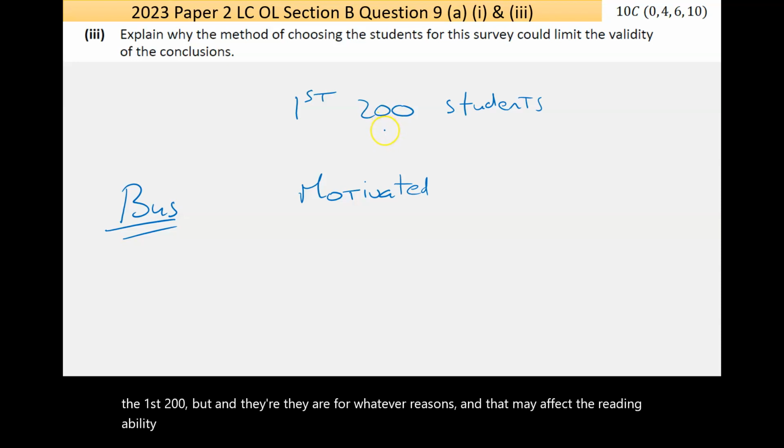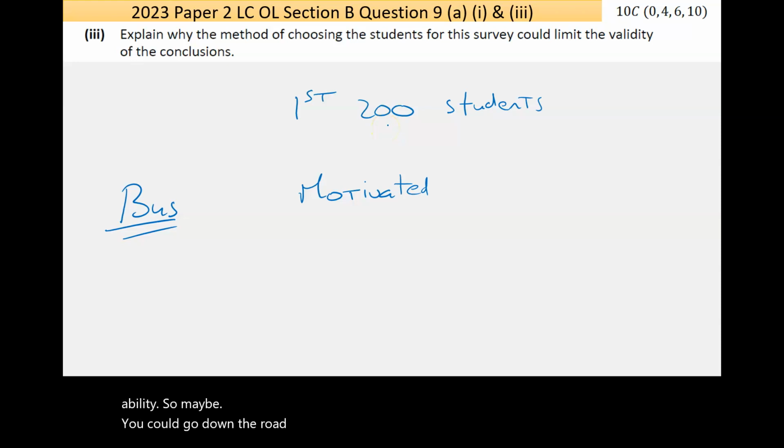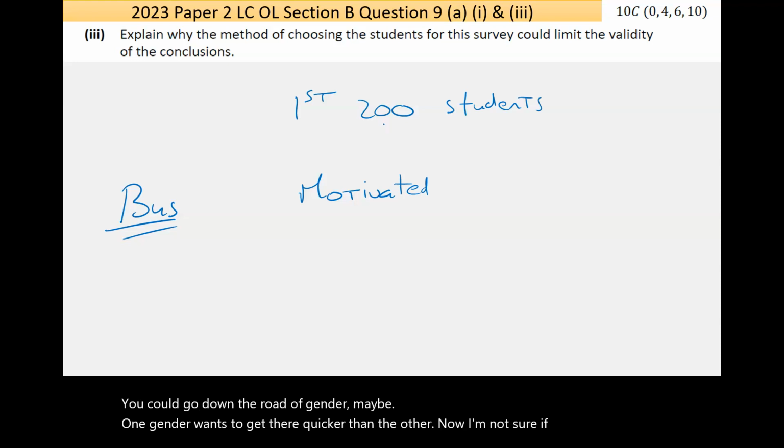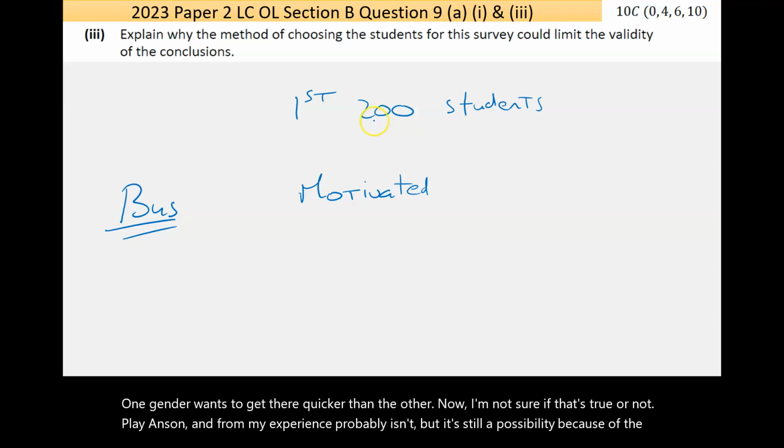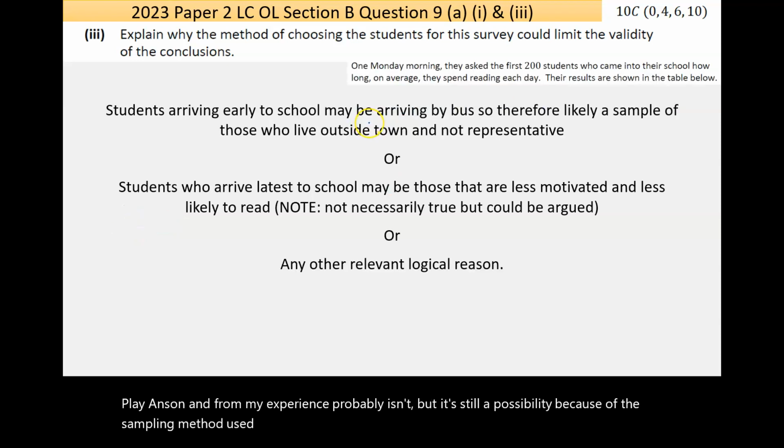So maybe, again, you could go down the road of gender. Maybe one gender wants to get there quicker than the other. Now, I'm not sure if that's true or not, to be honest, and from my experience, probably isn't. But it's still a possibility. Because of the sampling method used, you can't say that it is valid.